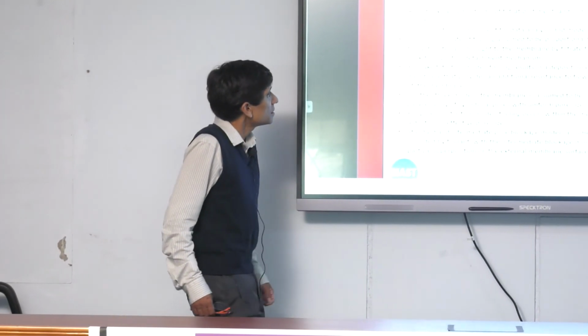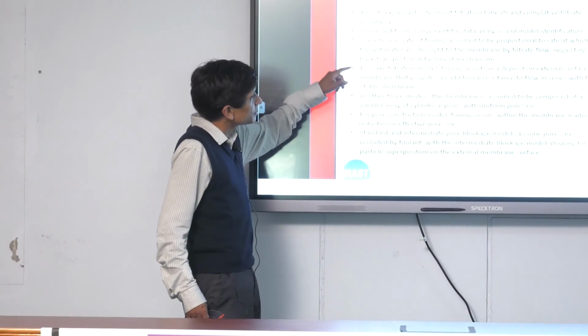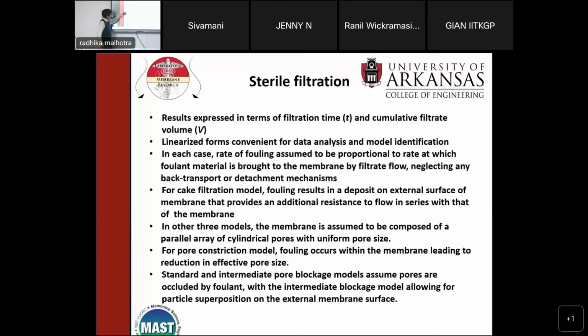Okay. For the cake filtration model, fouling results in a deposit on the external surface of the membrane that provides an additional resistance to flow in series with that of the membrane. So that's on the surface, cake filtration. In the other three models, intermediate blocking, complete blocking, and so forth, the membrane is assumed to be composed of a parallel array of cylindrical pores with uniform pore size. In the pore constriction model, fouling occurs within the membrane pores, leading to reduction in effective pore size. The pore blockage models assume pores are occluded by foulant, with intermediate blocking allowing for particle superposition on the external membrane surface. So intermediate just means that you don't block the complete pore.